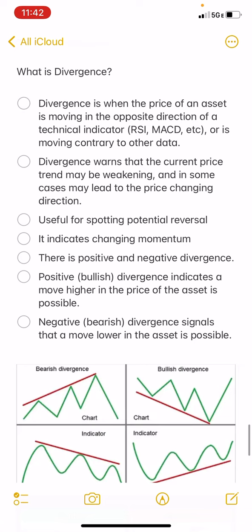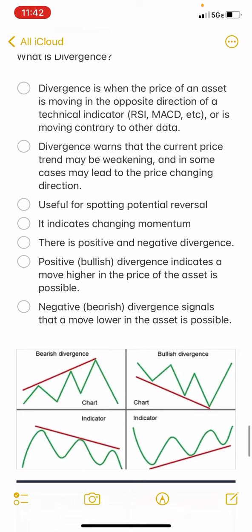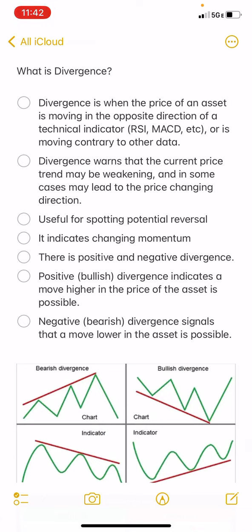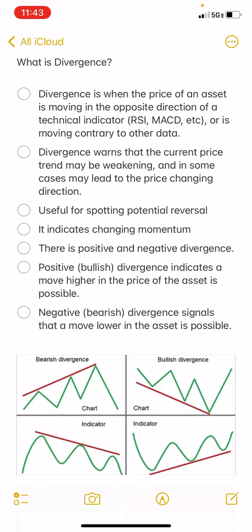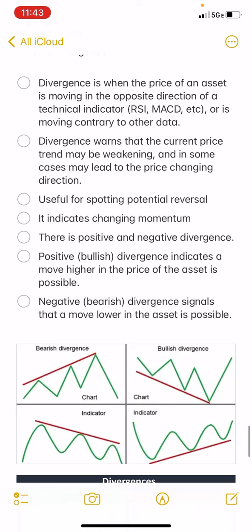So it indicates changing momentum in the movement, whether that's up or down, okay? So there are positive and negative divergences. Positive divergence, or bullish divergence, indicates a move higher in the price of the asset might be possible. And negative divergence is just the opposite. Bearish divergence signals that a move lower in the asset is possible after moving up, right?